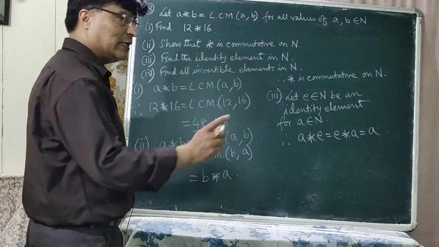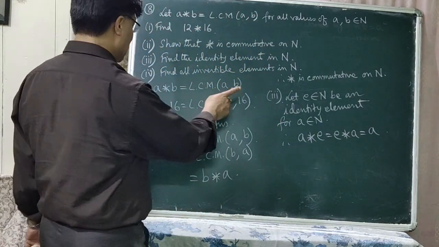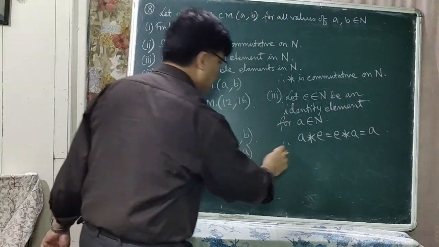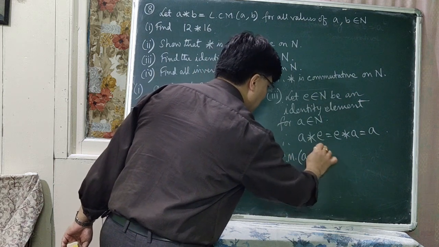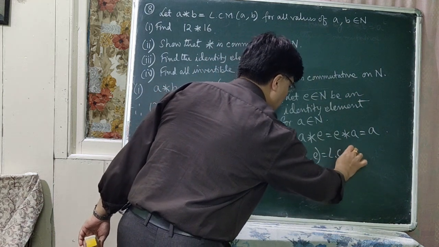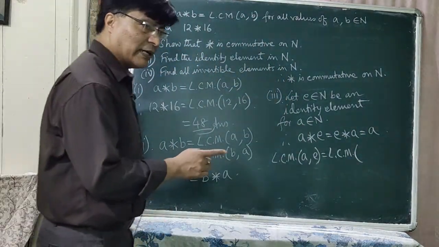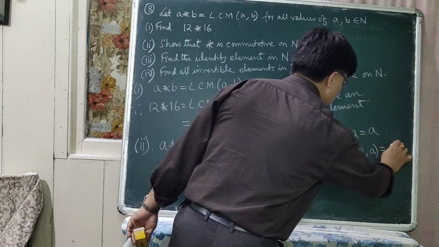So A star E is defined as what? A star E is defined as LCM of A comma E. So LCM of A comma E is equal to LCM of, what is E star A? So E star A is defined as LCM of E comma A, which is equal to A.